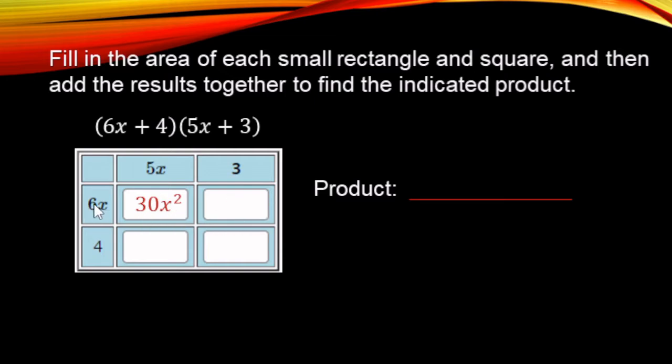This box is a product of 6x and 3. Goes there, 18x. 4 times 5x goes there, 20x. And the last one is 4 times 3 to make 12. Same thing as the last example. Next up, add like terms. So x squareds, we only have one term with x squared, so we got 30x squareds there. And then two x terms, 18x and 20x, makes 38x. And then the constant term, 12, goes right there.